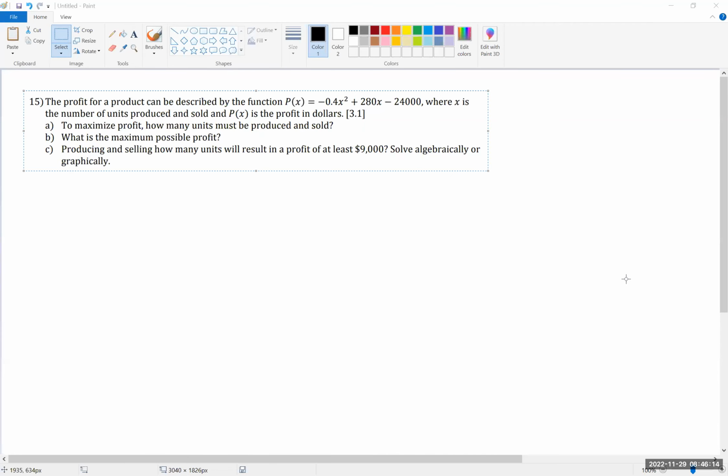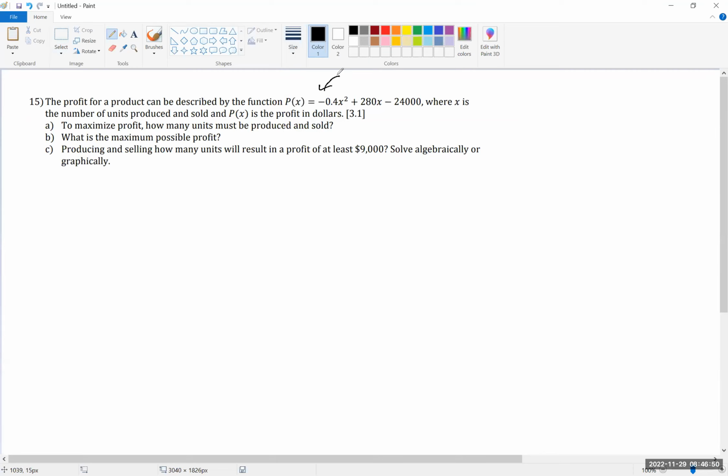All right, this is number 15. It says the profit for a product can be described by the function p of x equal to negative 0.4x squared plus 280x minus 24,000, where x is the number of units produced and sold, and p of x is the profit in dollars. To maximize profit, how many units must be produced and sold?